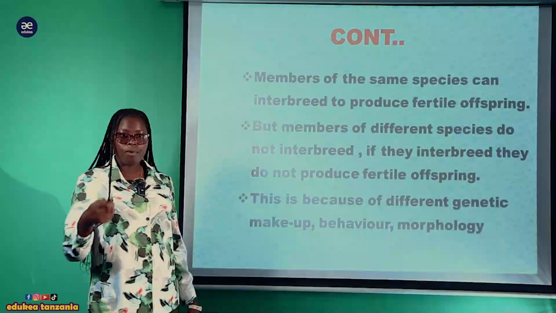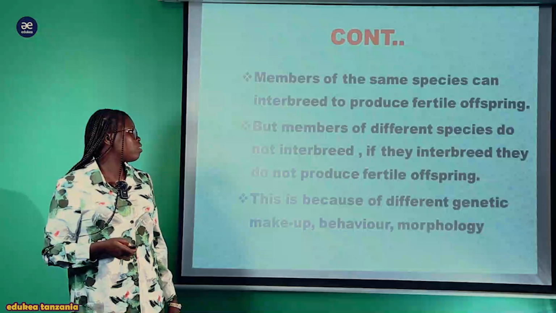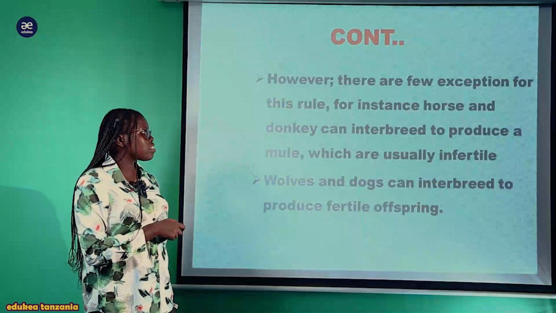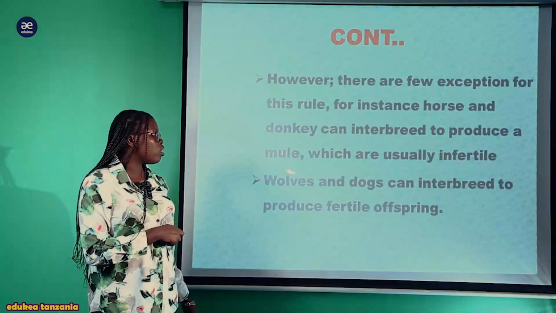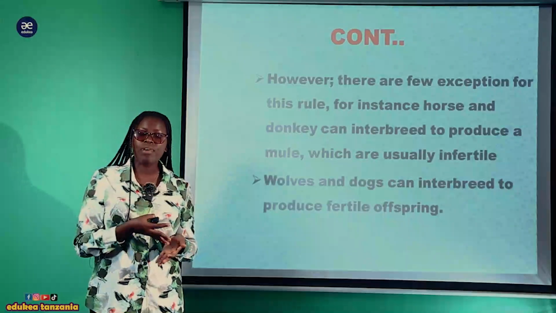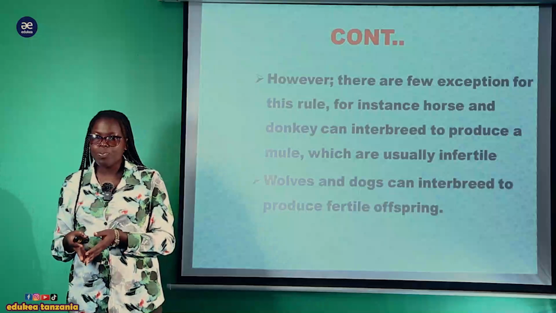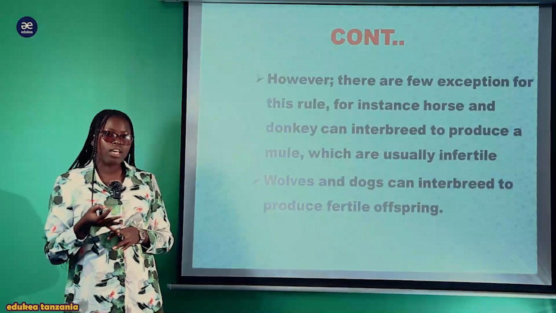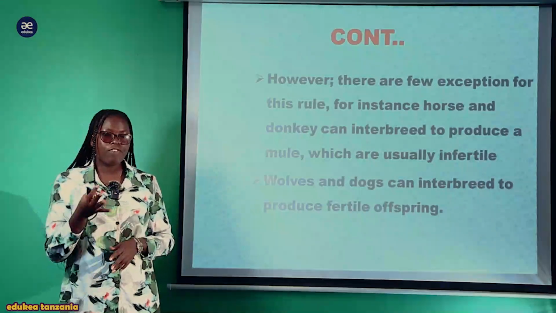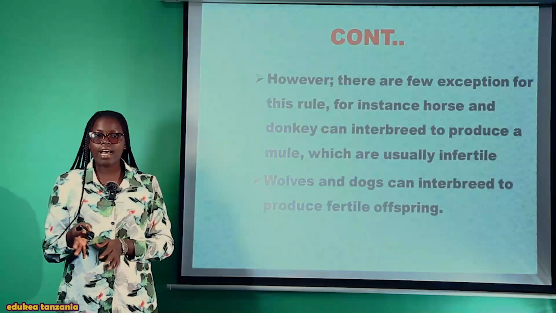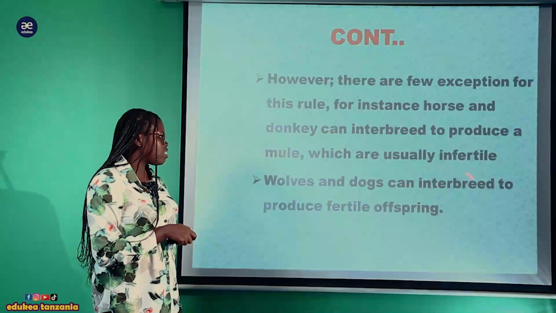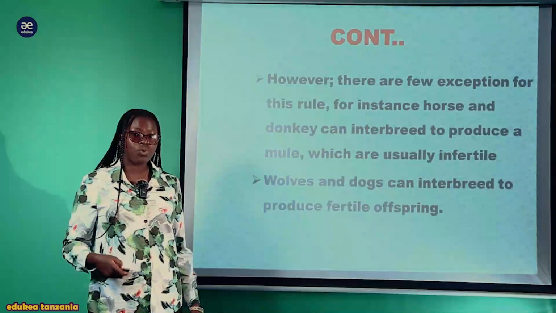Now, however, there are a few exceptions to this rule. For instance, a horse and donkey can interbreed to produce a mule, which is usually infertile. So this rule, that species must interbreed and produce a fertile offspring, can have some exceptions. For example, a donkey and a horse can interbreed and produce an infertile offspring called a mule, which cannot reproduce. Now, wolves and dogs can interbreed to produce a fertile offspring. A wolf and a domestic dog can interbreed and produce a fertile offspring.